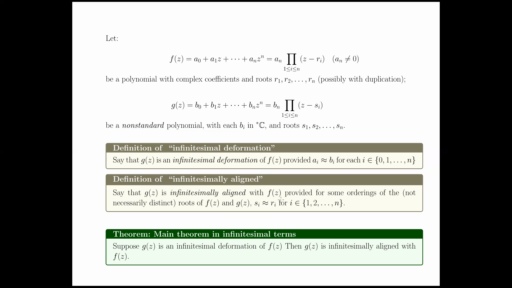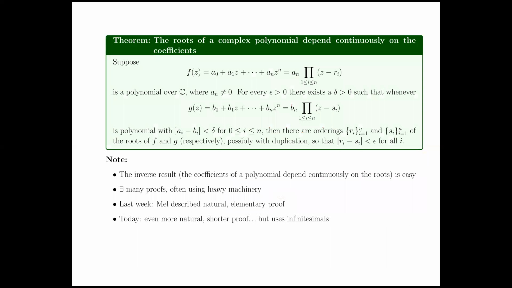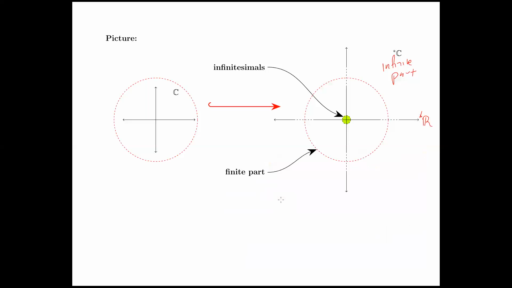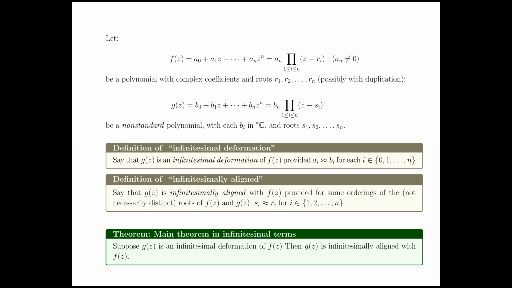So the main theorem in this terminology is that if G is an infinitesimal deformation of F, then G is infinitesimally aligned with F. Now, this is in fact equivalent to the delta-epsilon statement that we had earlier in the talk. But to prove that it's equivalent, it's just like the proof that the usual non-standard definition of continuity is equivalent to the standard definition of continuity. It's an exercise.